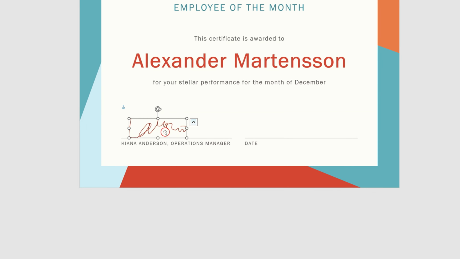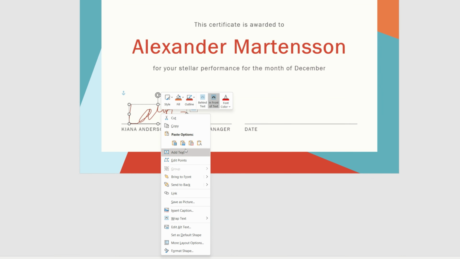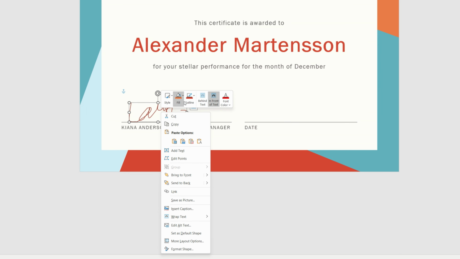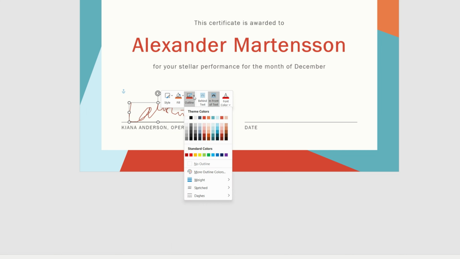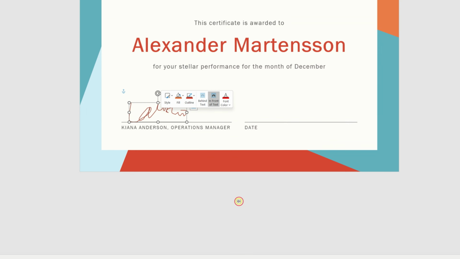Then, while it's still selected, right click on it, go to Shape Outline, not fill, click on the drop-down, and go to Sketched. You can select the mode that makes your signature smoother so that it looks more natural and handwritten. I can just select this one. It looks good to me, and we're good to go.